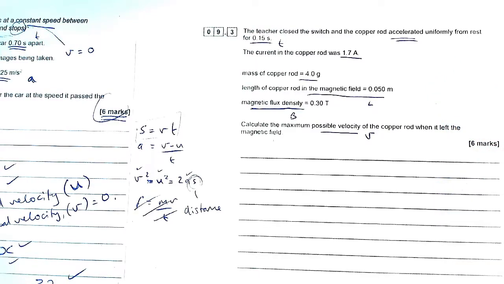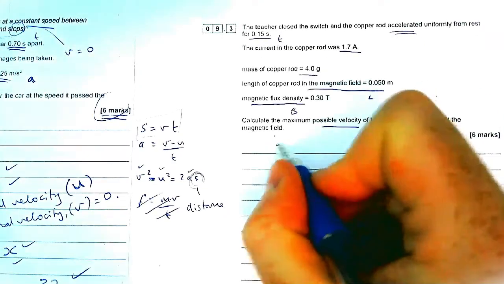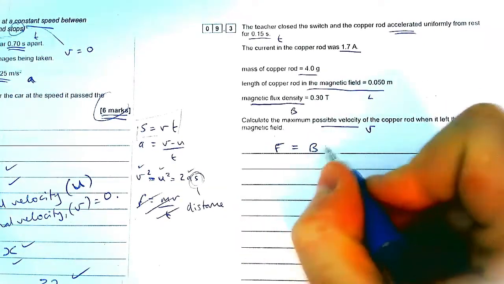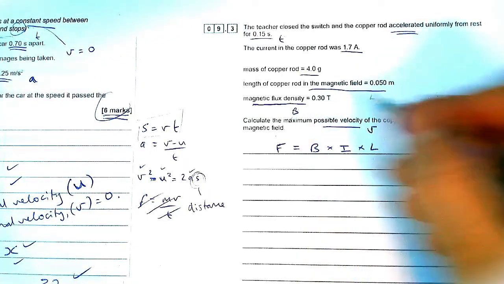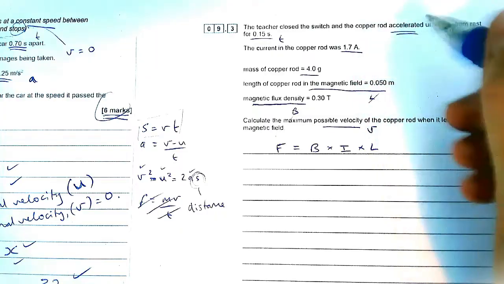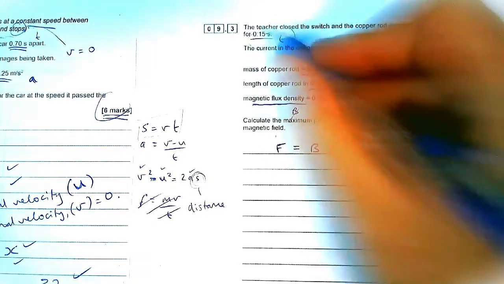Like we said before though, a couple of questions ago, there's only one equation that has flux density in it. So let's just write that one down straight away. So we've got B, flux density, we've got length, we've got current. What we're left with is time, mass in grams, and velocity. So let's have a look at what equation we could use that has mass, time, and velocity in.